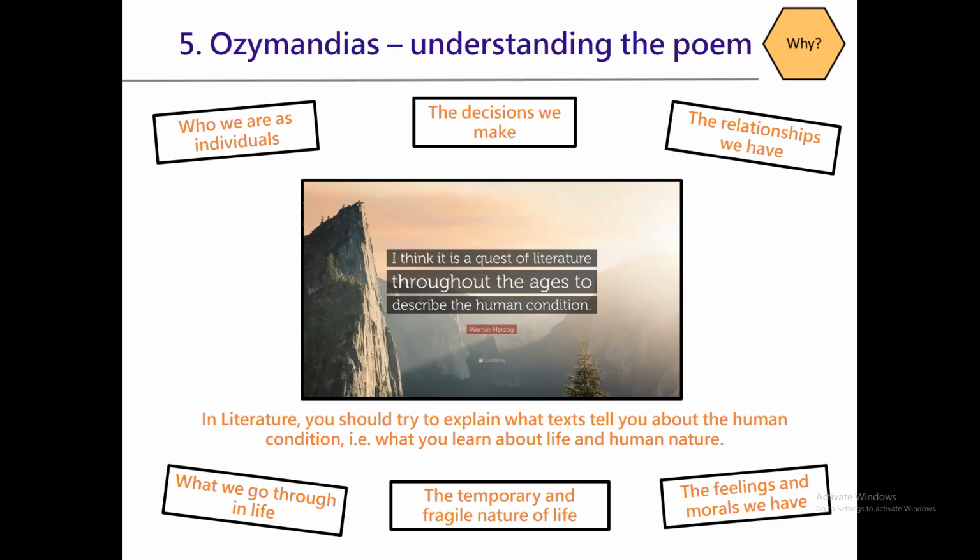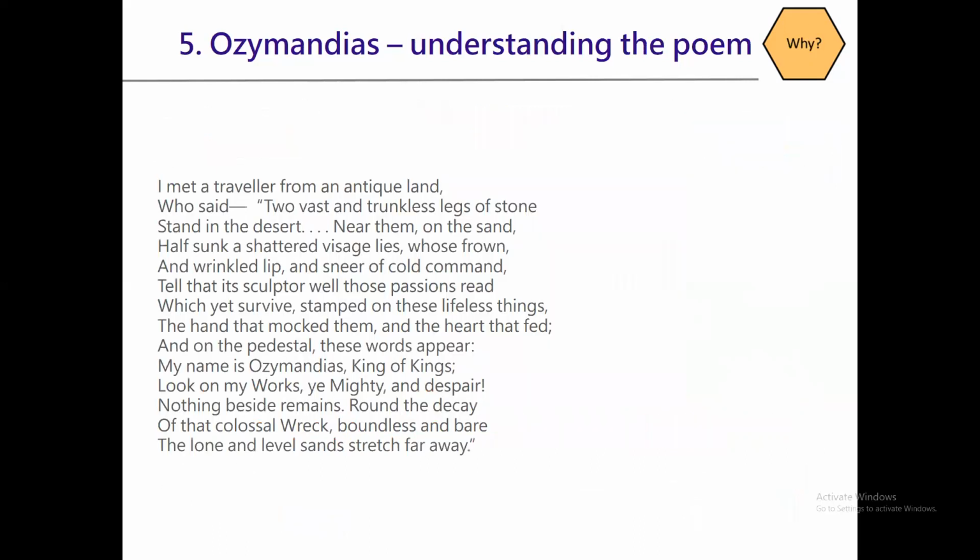So usually poems will explore things like who we are as individuals. They'll explore the decisions that we make, the relationships that we have, what we go through in life, the temporary and fragile nature of life, and just the feelings and the morals that we have. When it comes to Ozymandias, then, "I met a traveller from an antique land." Well, we don't get much morality from the speaker himself, but if we go throughout the poem, there are lessons that we learn. So here are some of them.